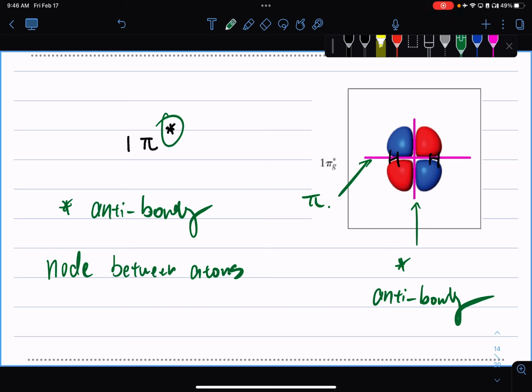Okay, I don't have enough time to go over linear combination of atomic orbitals, but I'll pause here for questions if you have.